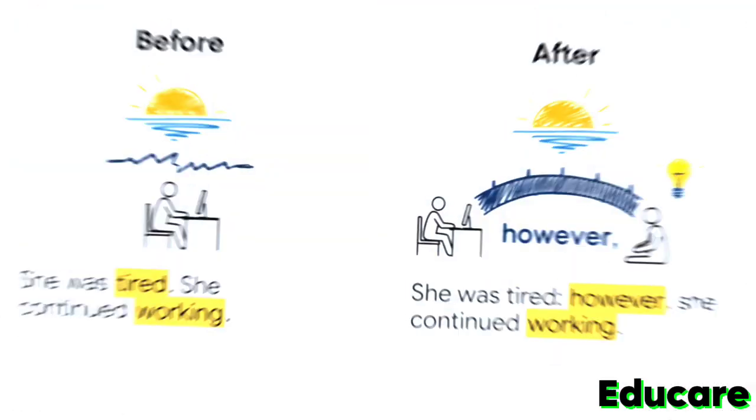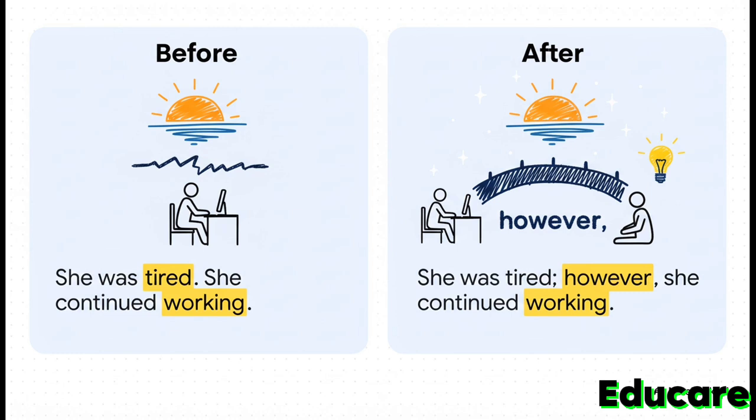And wow, you can see the impact immediately. Look at the left. She was tired, she continued working. It's fine, it gets the point across. But now look at the right. By adding just one single word, however, the whole sentence gets this new layer of meaning and a really clear sense of contrast. It's a night and day difference, isn't it?